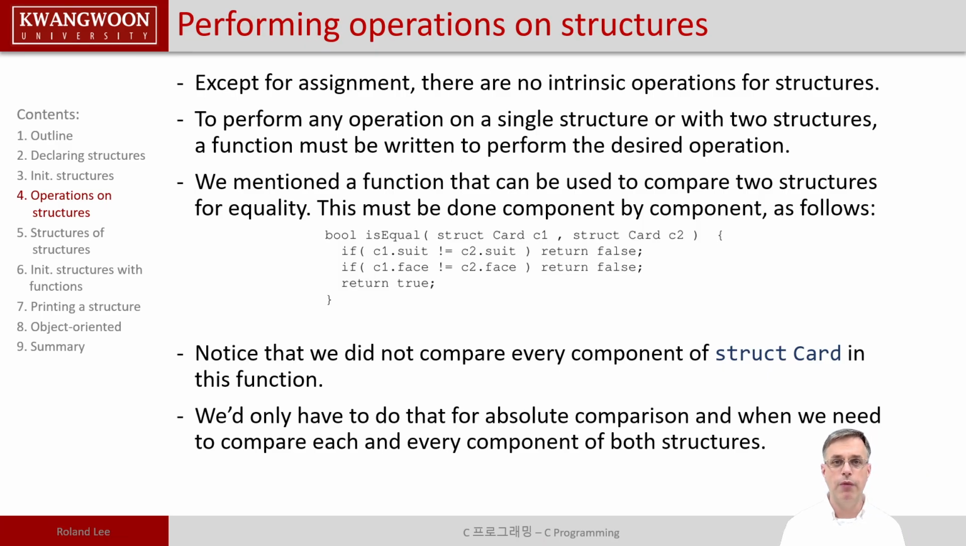For example, earlier we mentioned a function that can be used to compare two structures for equality. This must be done by component, as you see here. Notice that we did not compare every component of the struct card in this function. We would only have to do that for absolute comparison, when we need to compare each and every component for both structures. This just isn't necessary for our card example.